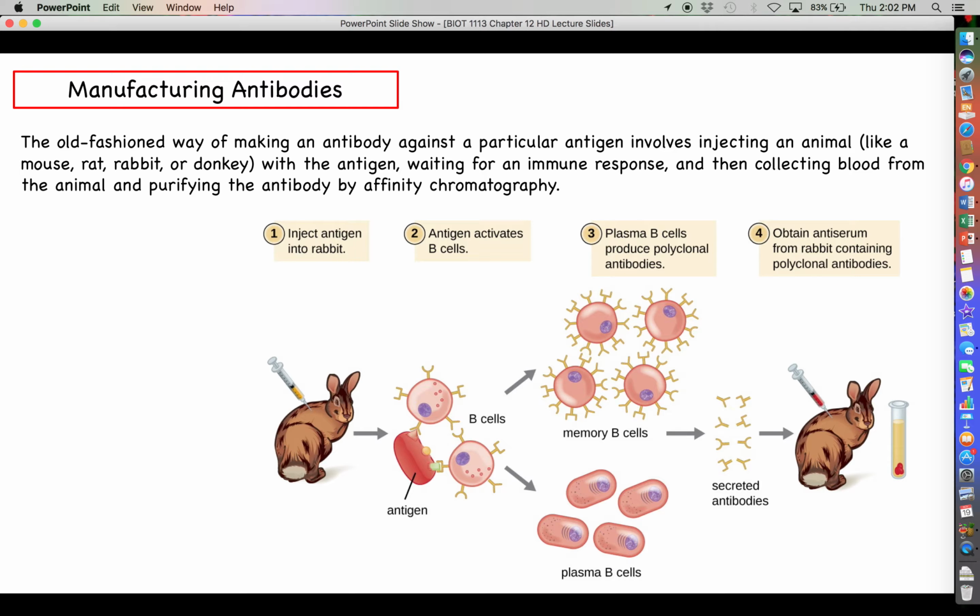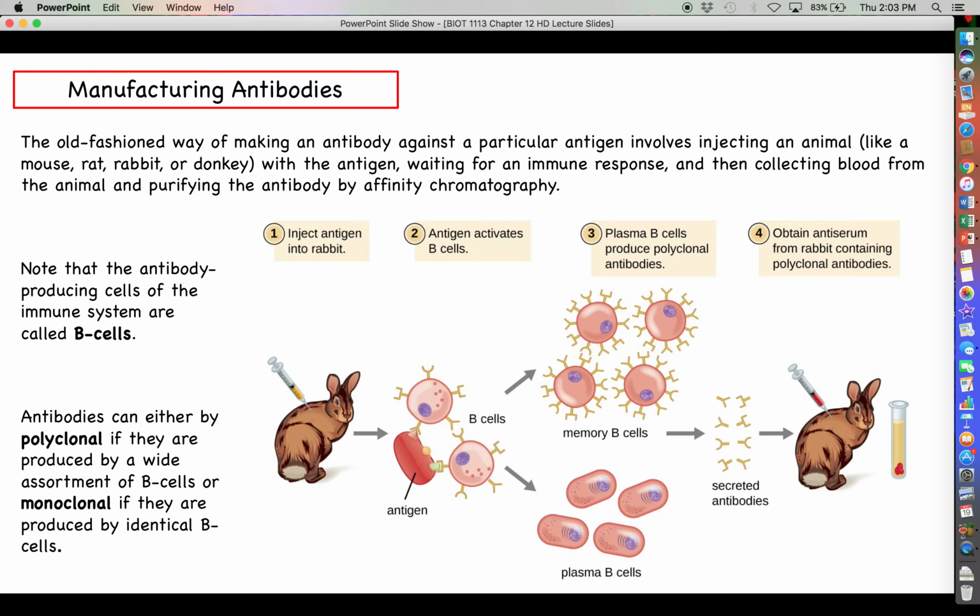We then exsanguinate the animal, meaning we drain them of their blood. Unfortunately, that's fatal, so I'm sorry if you're not happy to hear that. But we collect their blood, and then we can purify the antibody from their blood by affinity chromatography. We essentially conjugate the peptide that we synthesized to a resin, we pass the blood through the column, and we collect the antibodies. You'll note in this diagram that one particular type of immune cell is responsible for making antibodies, and these are called B lymphocytes, or sometimes just B cells.